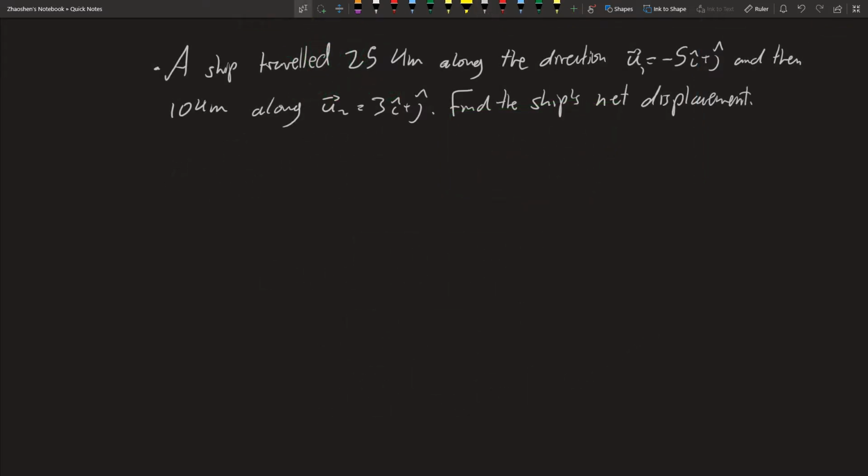Okay guys, so I have an example here. I think this example will cover everything that we covered today. Hopefully, but let's just do it anyways. A ship traveled 25 kilometers along the direction u1 equals negative 5i plus j, and then 10 kilometers along u2, which is 3i plus j. Find the ship's net displacement.